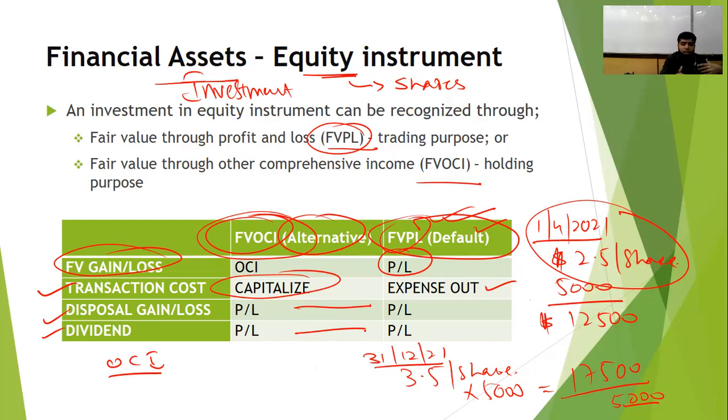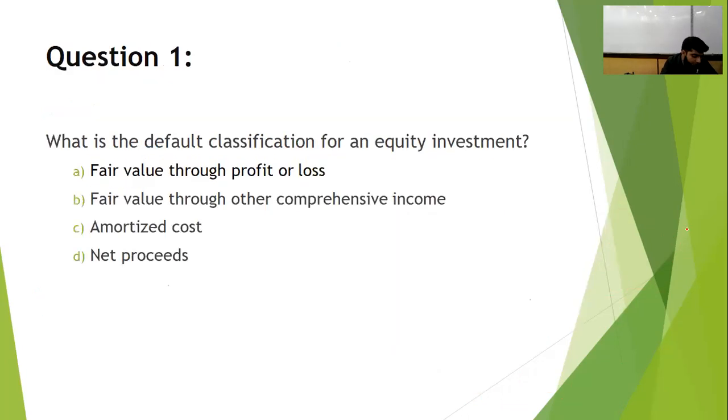Once we start to solve the questions, we will be focusing on these rules: the transaction cost, whether it is to be capitalized or not, we will need to recognize this. And again, fair value gains or losses, how to account for them. We need to consider at least these two points. These are very important points with respect to financial asset equity instrument. So let's start with the preparation, and let's practice.